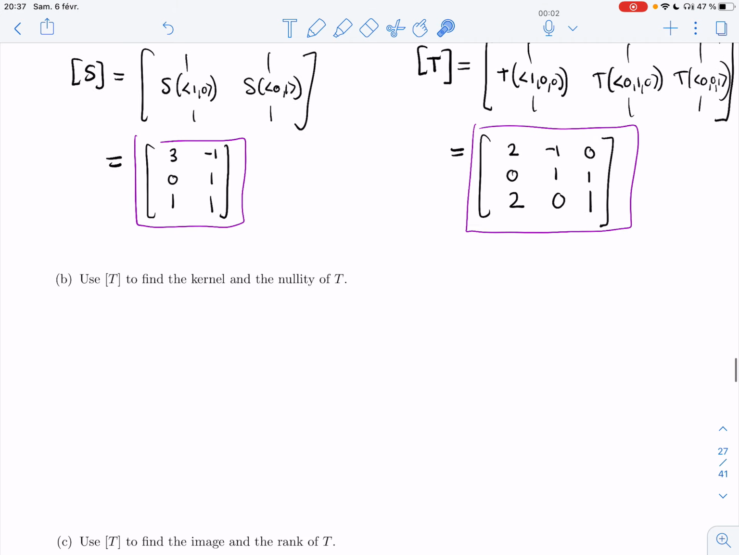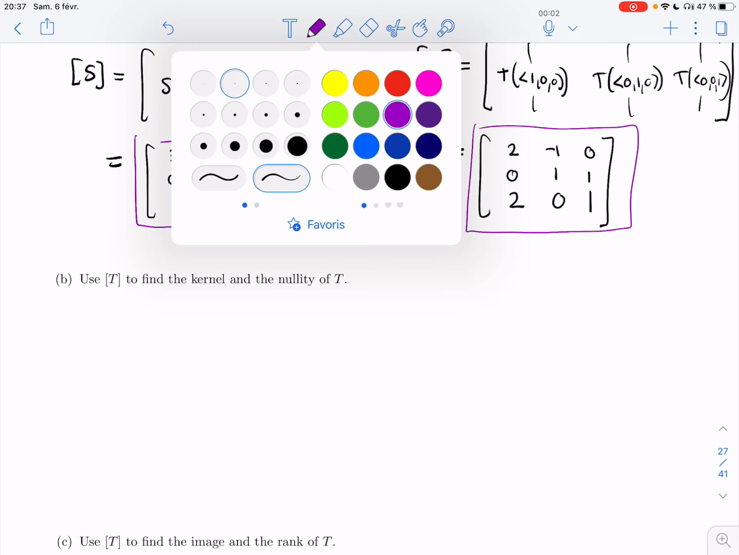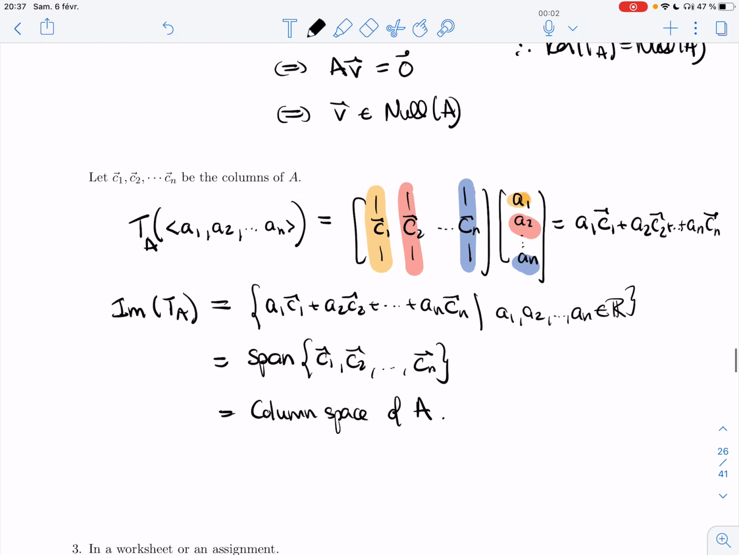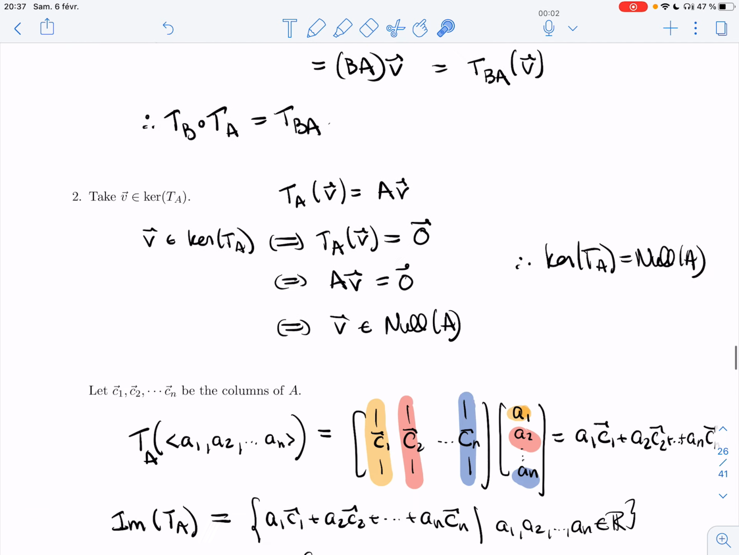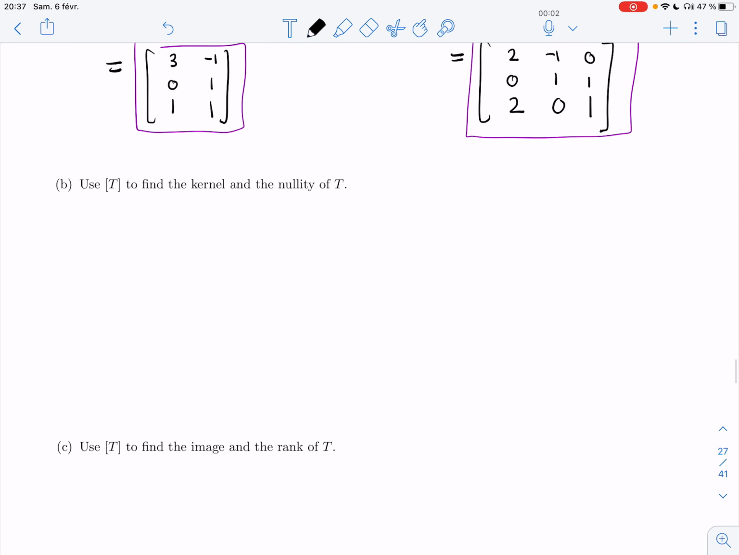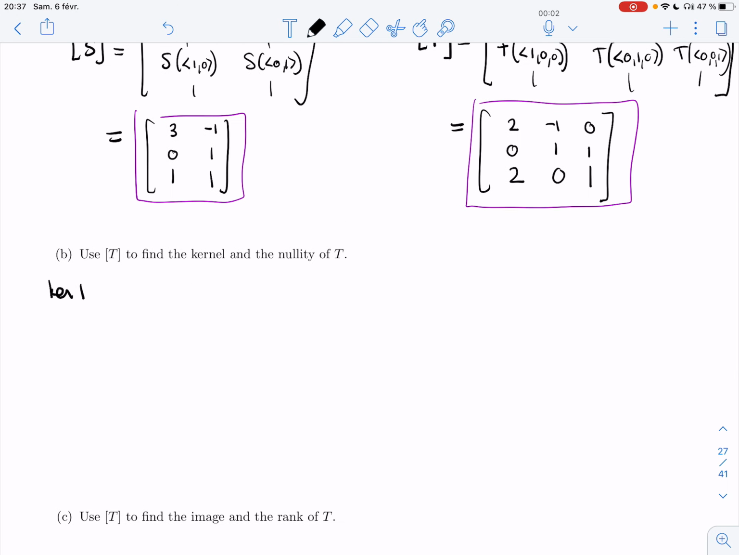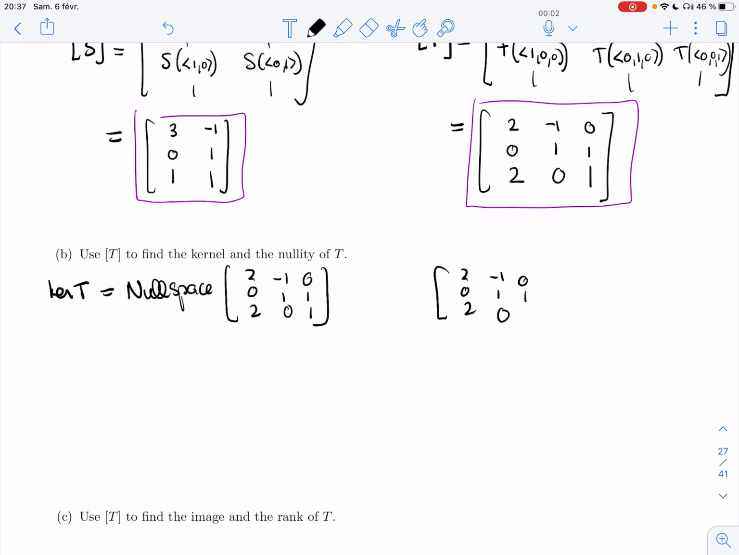All right, use T to find the kernel and the nullity of T. So the kernel of T, we just learned in the last proposition right here, oh, that's the proof, that the kernel of T is the null space of the matrix. We have the matrix in A, so we just need to find the null space. So the kernel of T equals the null space of the matrix with columns (2, 0, 2), (-1, 1, 0), (0, 1, 1). So I'm going to reduce this matrix. I've already done it, so let's just skip ahead.